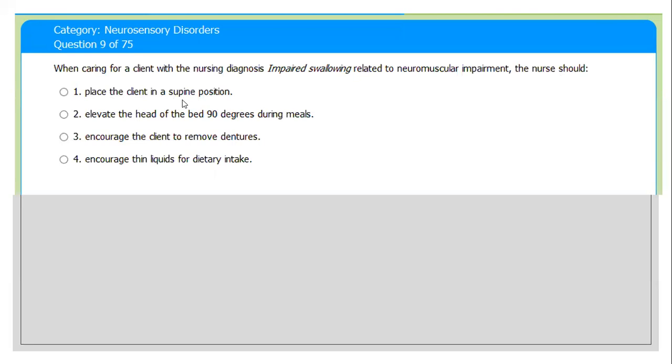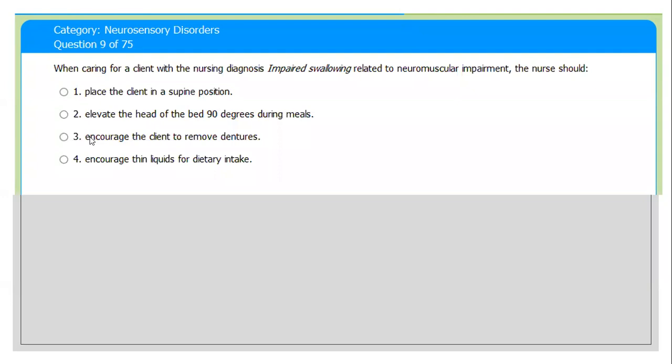Place the client in a supine position. I have a difficulty of swallow. Is supine position good? Definitely no. Number two, elevate the head of the bed 90 degrees during the meal. Oh, my friend, you are a healthcare provider. You are the lifesaver after God. Just a little bit of intervention, maximum output. You change my bed to 90 degrees and prevent the aspiration and save the life.